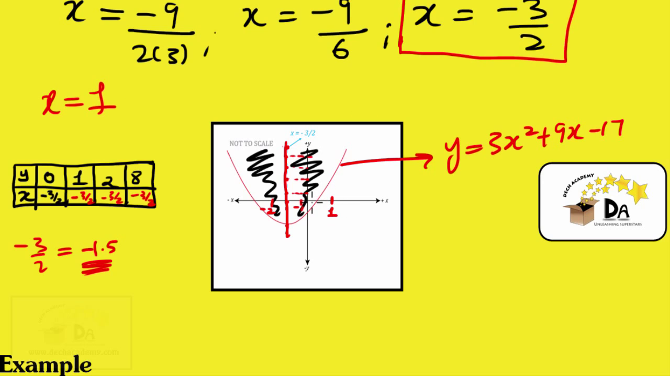X is 1 everywhere. So regardless of the y value, x will be 1. So let me use an x here. A cross. Regardless of the y value, when you're plotting a graph, x will always be 1 and you get a straight line. But you don't need to worry too much about that. The key thing here is the following.